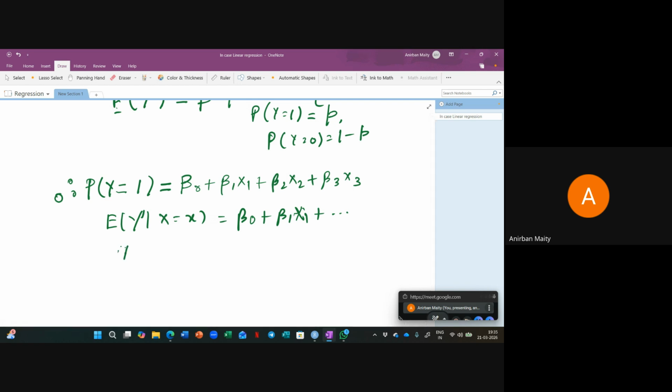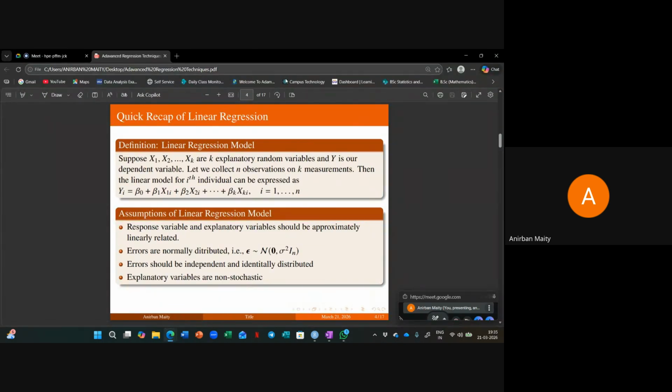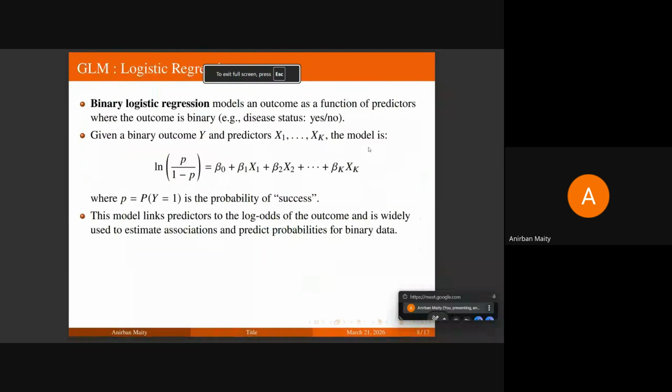If your link function is the logit function, denoted by 1 by 1 plus e to the power minus eta, where eta is your expectation, in that case you will obtain the logistic regression. That is our today's topic, the logistic regression. So this is our logistic regression.